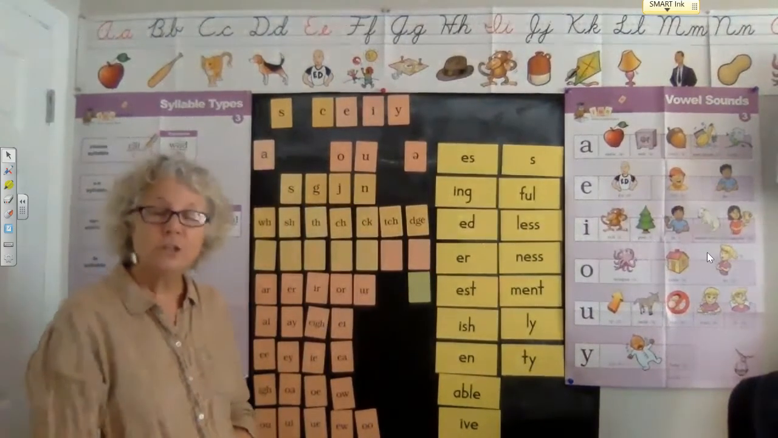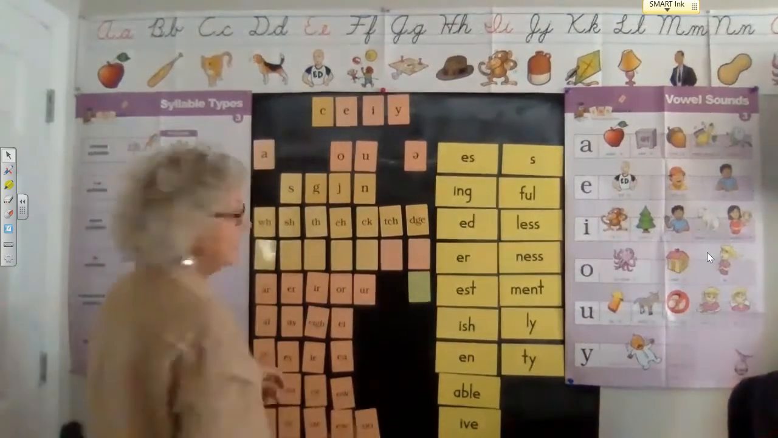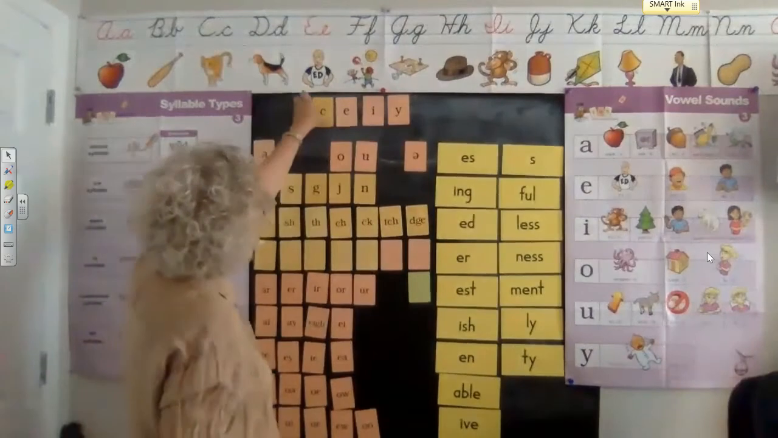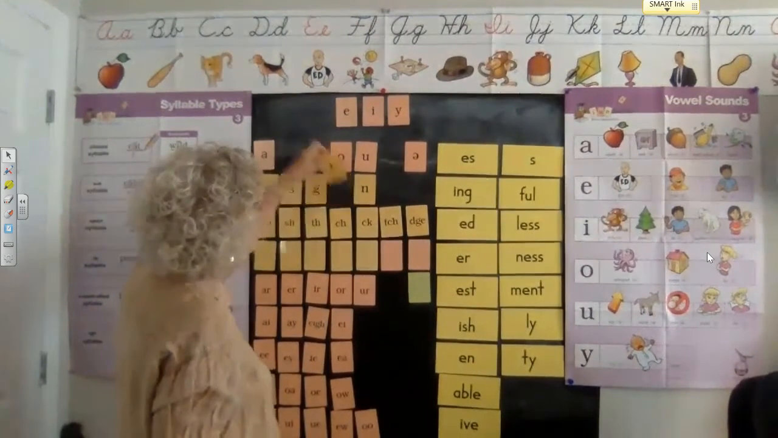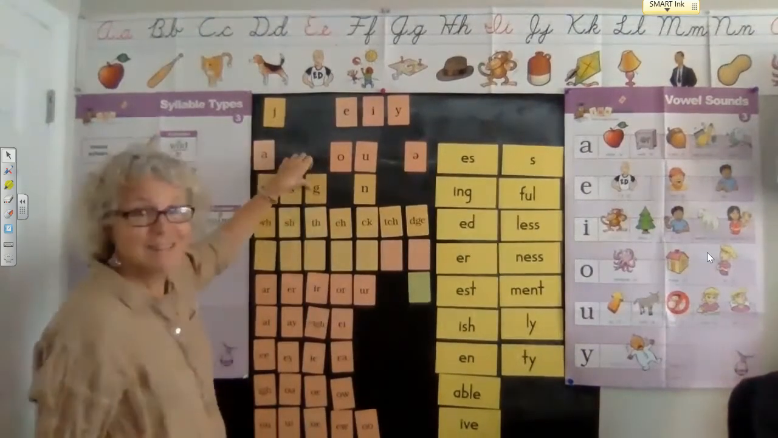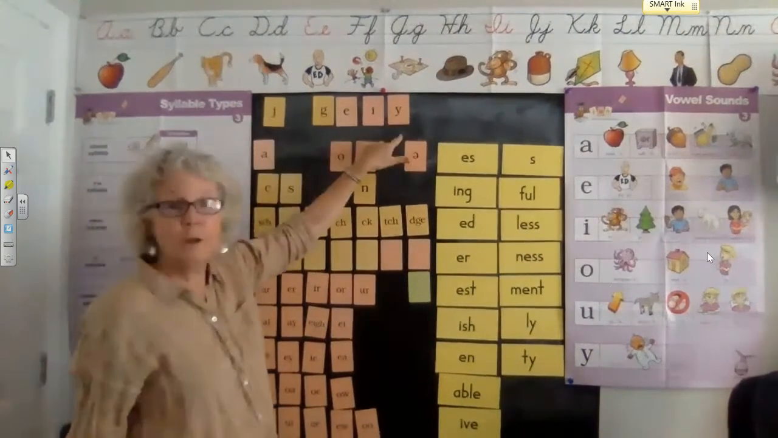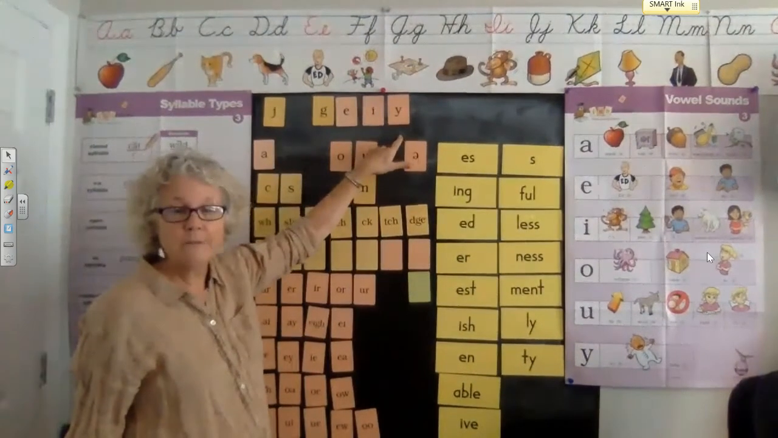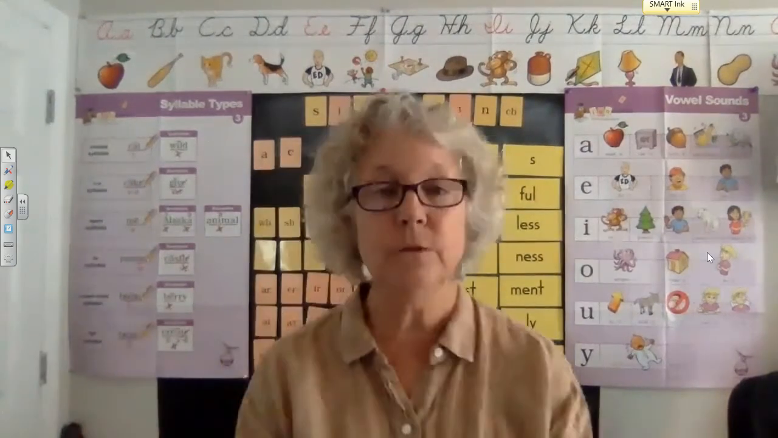Now, how about this? What says J? Echo? J, good. And we know that J always says J, right? And then what else? Excellent. G before that E, I, or the vowel Y. Fantastic.